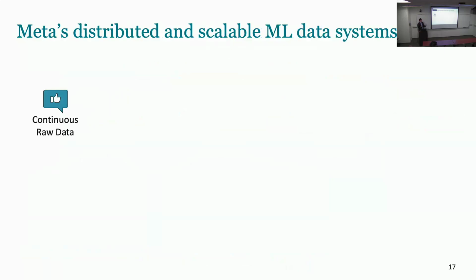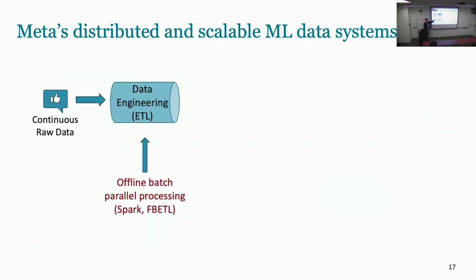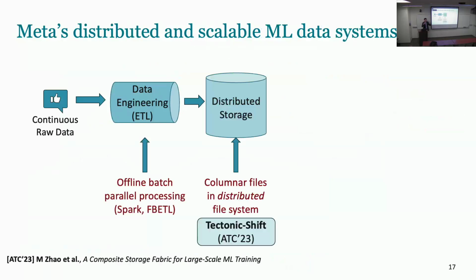So one way that we can address this is to rely on dedicated distributed systems to manage all this data. So for example, at Meta, we take this continuous stream of raw data, and then, as I mentioned before, we run these offline batch data engineering jobs, which generate these massive data sets. And so every hour or every day, we're continuously sending a new partition of this data set into a distributed, dedicated file system that we built called Tectonic Shift. And this is presented in my ETC paper. Happy to talk more about that, but I'm not going to go into super fine detail here.